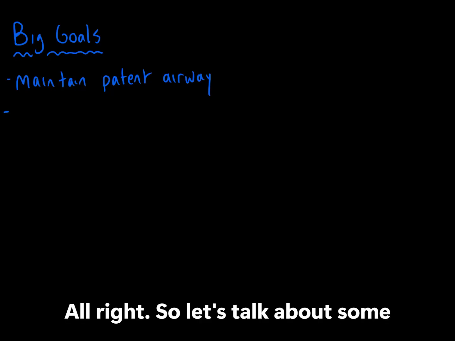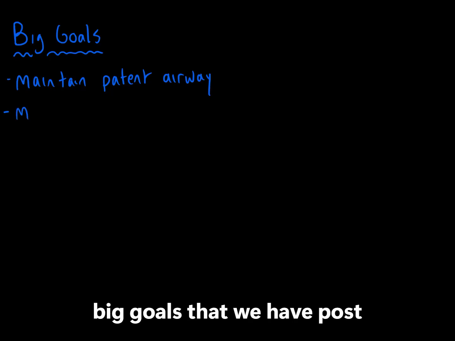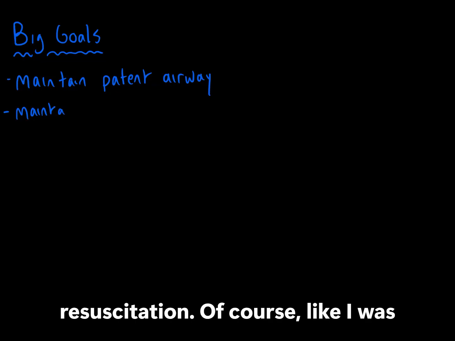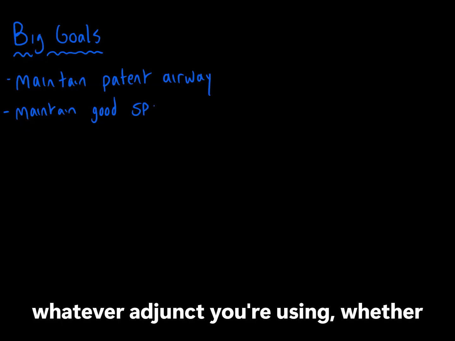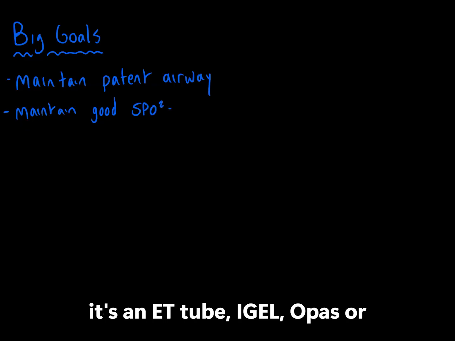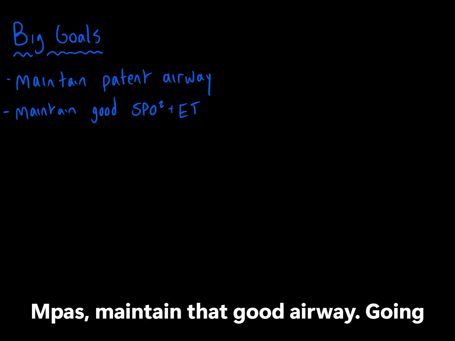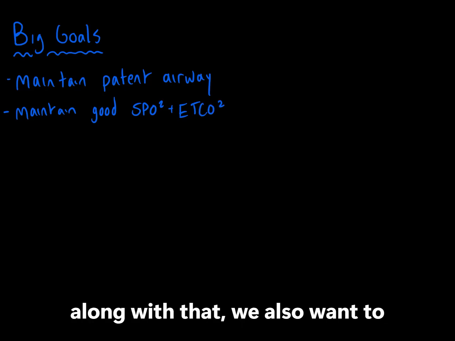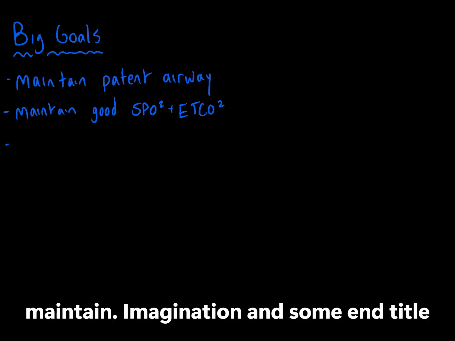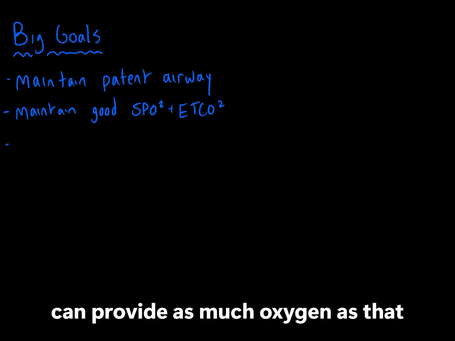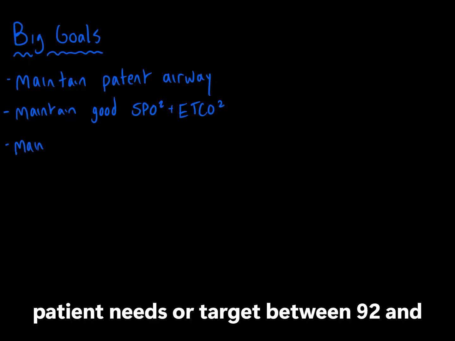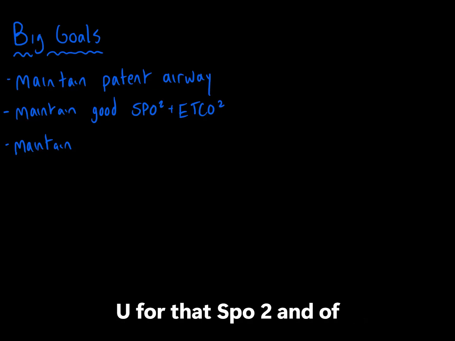All right, so let's talk about some big goals that we have post resuscitation. Of course, like I was saying earlier, maintain the patent airway. Whatever adjunct you're using, whether it's an ET tube, iGel, OPAs, or MPAs, maintain that good airway. Going along with that, we also want to maintain some oxygenation and some end tidal as well. So, as best as we can, provide as much oxygen as that patient needs. Our target between 92 and up for that SpO2.